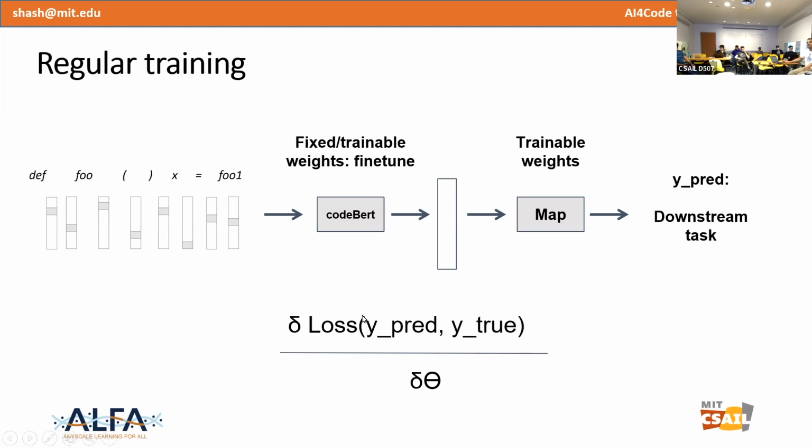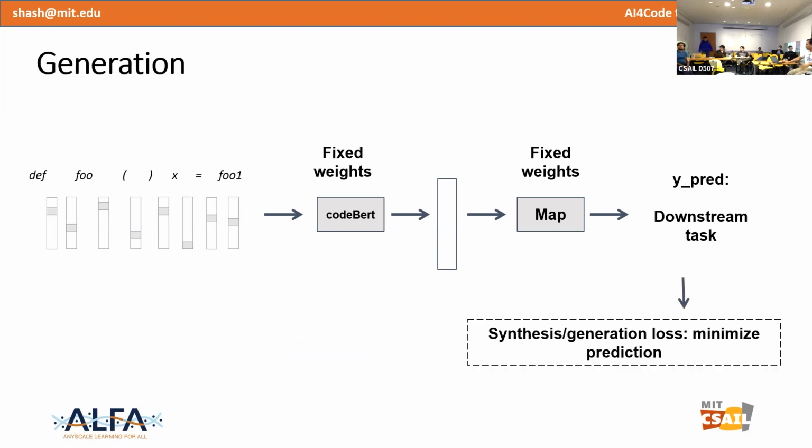Essentially you're calculating the derivative of the loss with respect to each weight, and you're moving in the direction where the loss is minimized. That's how you learn the weights, both in this model and in the mapping model as well. So this is the regular training perspective. What happens in code generation, or adversarial generation, or let's just call it goal-driven generation, is you flip the picture around.